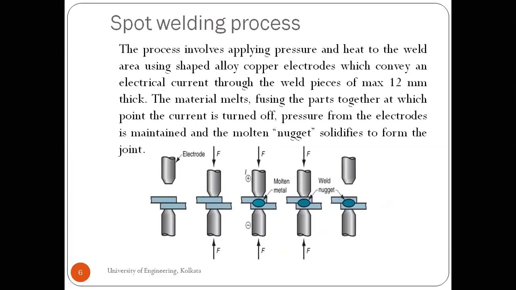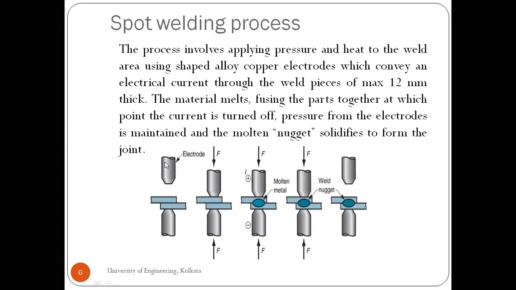Now the process involves applying pressure and heat to the weld area using the shaped alloy copper electrodes, which convey an electrical current through the weld pieces of maximum 12 mm thick. Maximum thickness can be 12 millimeter, right? That can be welded. So the material melts, fusing the parts together, at which point the current is turned off. Pressure from the electrodes is maintained, and the molten nugget solidifies to form the joint.